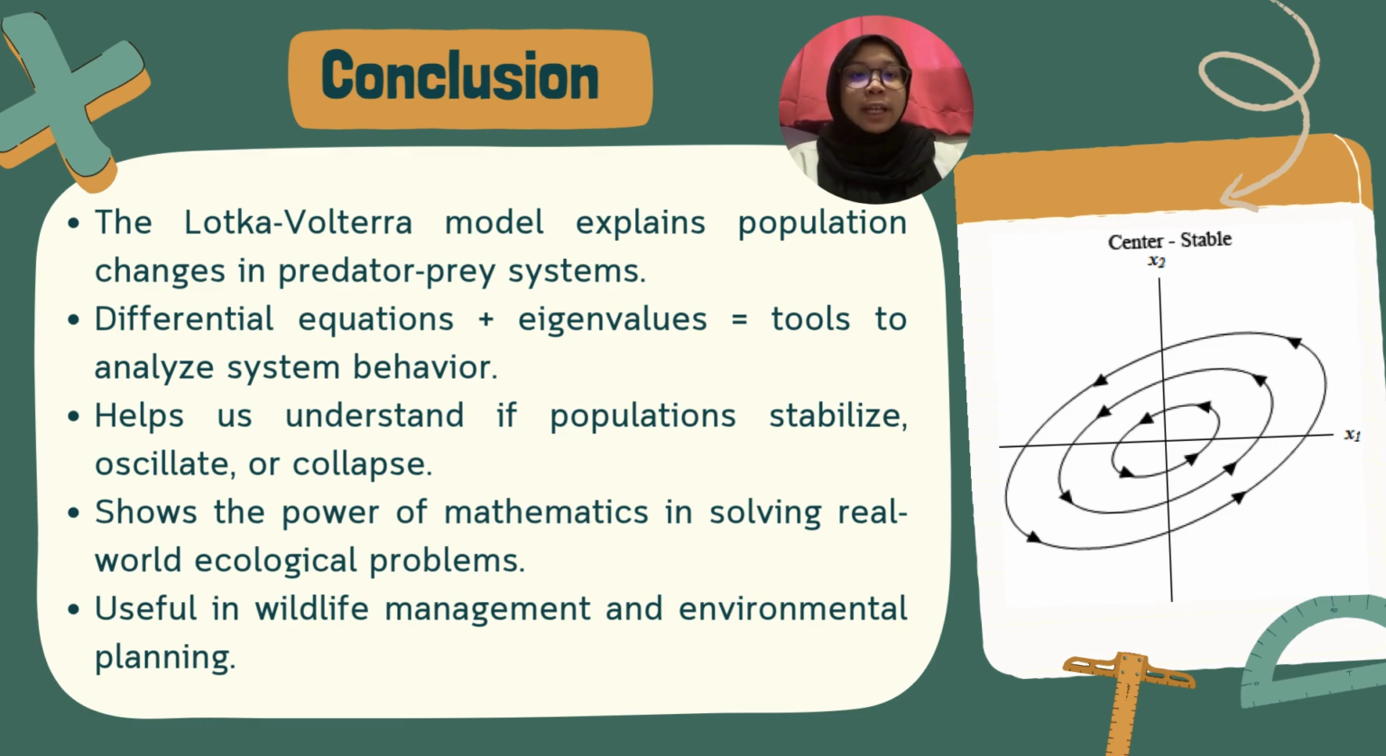In conclusion, our project explored the Lotka-Volterra predator-prey model and how it helps describe changes in population dynamics. By solving the system using differential equations and analyzing it with eigenvalues and eigenvectors, we were able to determine the behavior near the equilibrium points, when the population stays constant, fluctuates, or collapses. This application shows how powerful mathematics is in solving real-life problems, especially in understanding ecosystems and supporting environmental decision-making. Through this, we've seen how math is not just about numbers. It's a tool that connects us to the world around us.